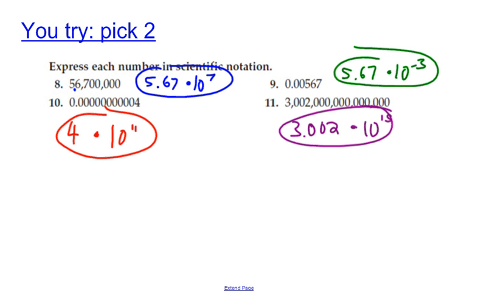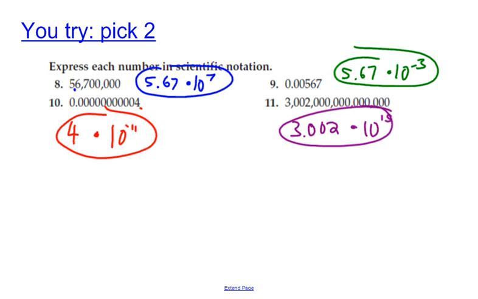Number 10, very tiny number as well. So I need to change this. I made a mistake. This should be a negative 11. Okay? Because it's a very small number. And you have to move it all the way so that the decimal would be right here, so that you have 4, a number between 1 and 10. And that would be times 10 to the negative 11th.